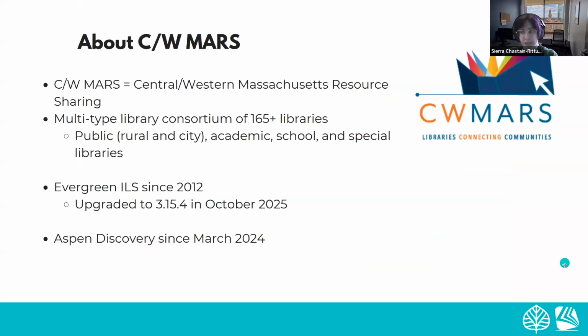A little bit about CW Mars. CW Mars stands for Central and Western Massachusetts Resource Sharing. We are a multi-type library consortium of, it's 167 libraries now, actually. We have multiple types of libraries, so public, both rural and city libraries. We have academic libraries, school libraries, and special libraries as members of our consortium. We have been using the Evergreen ILS since 2012, and we just recently upgraded to version 3.15.4 in October of this past year. We've also been using Aspen Discovery since March of 2024.